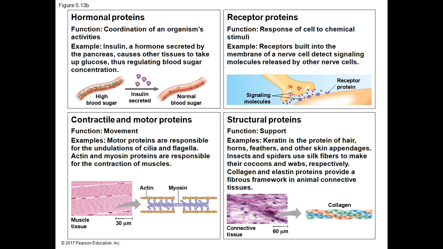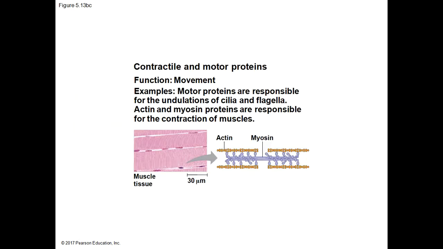Okay, the next 4 for the total of 8 protein functions are hormonal proteins, which coordinate an organism's activities, receptor proteins, which create the response of a cell to chemical stimuli, contractile and motor proteins, whose function is movement, and structural proteins, whose function is support. And that rounds out the last 4 to make 8.